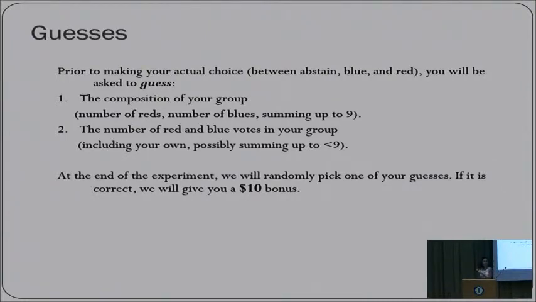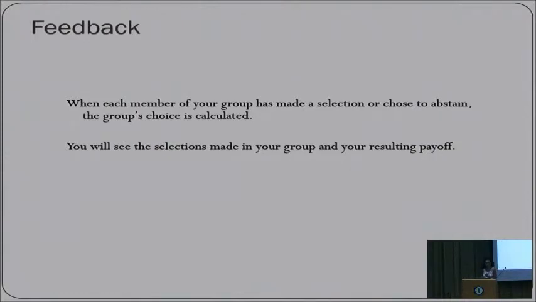This was designed so that they wouldn't have an incentive to ignore the game altogether and just aim at getting this guess correct. And there are quite a few indications that, in fact, they didn't do this, but I won't talk about it. But I hope you'll have faith. When each member of your group has made a selection or chosen to abstain, the group's choice is calculated. You will see the selection made in your group and your resulting payoff.